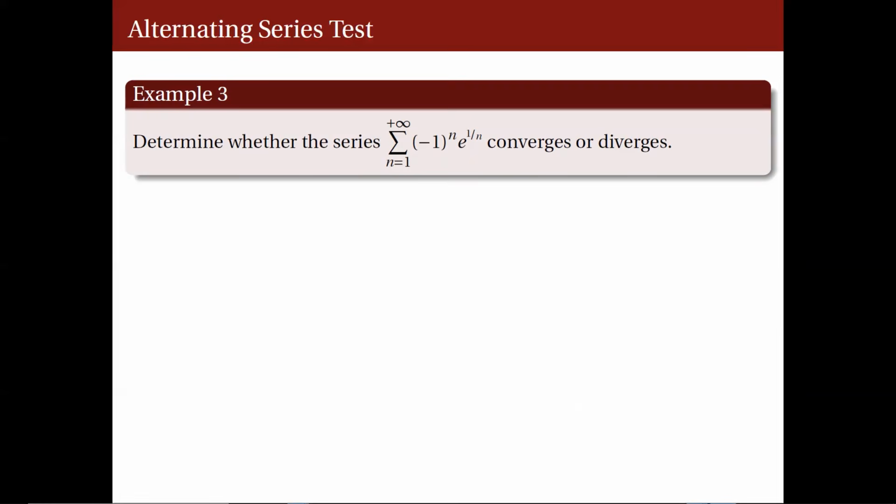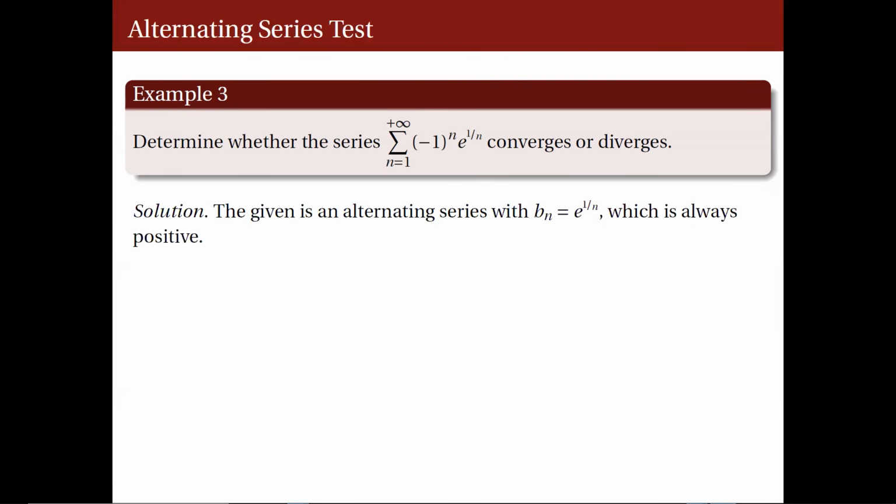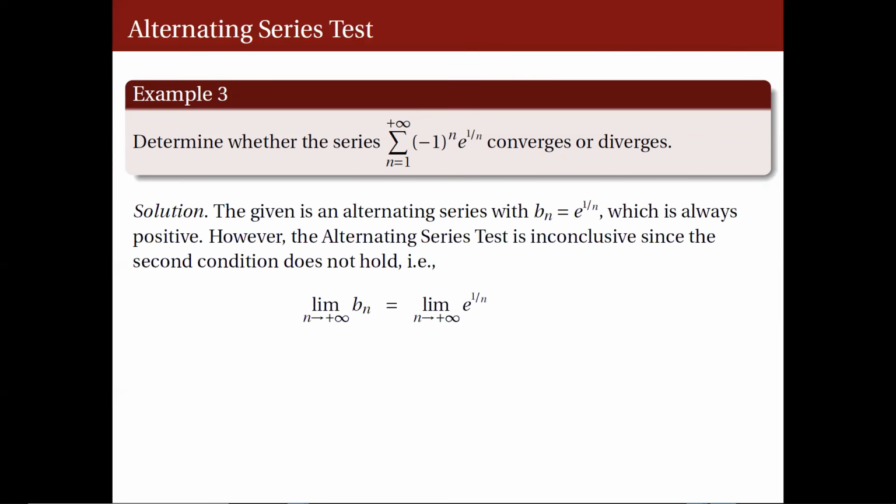For our last example, tingnan natin ang series na summation (-1)^n e to the 1 over n as n equals 1 to infinity. This is an alternating series kasi ang b sub n na equal sa e to the 1 over n ay palaging positive. Pero walang conclusion ang alternating series test dahil pag tiningnan natin ang second condition na limit ng e to the 1 over n, papunta ito sa 1 which is not equal to 0.